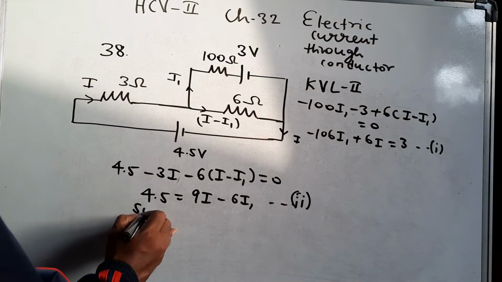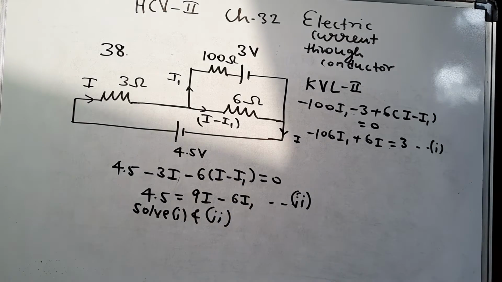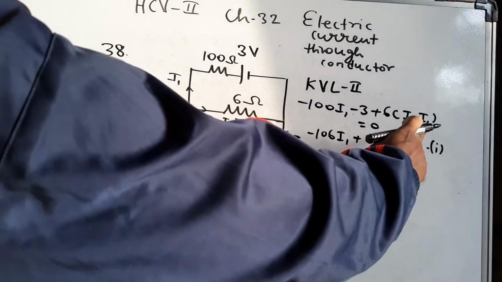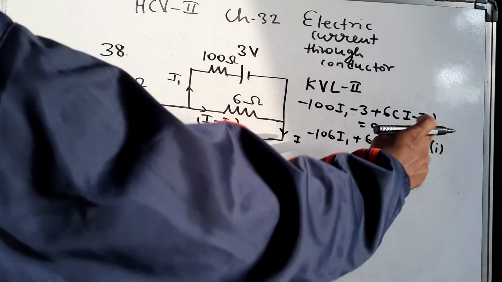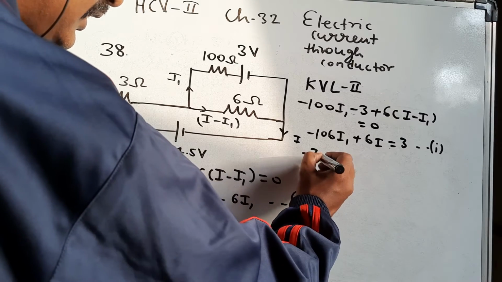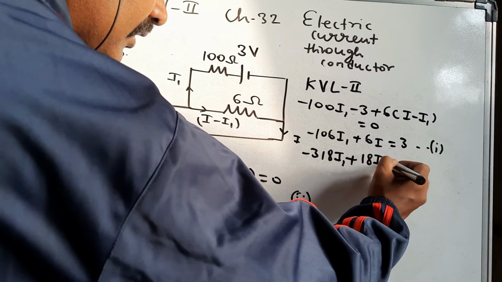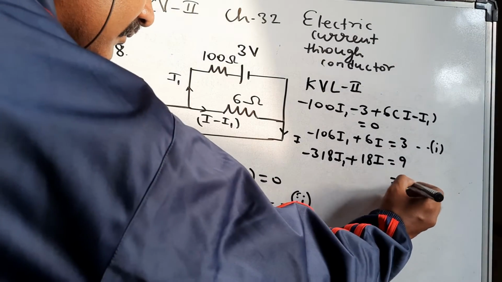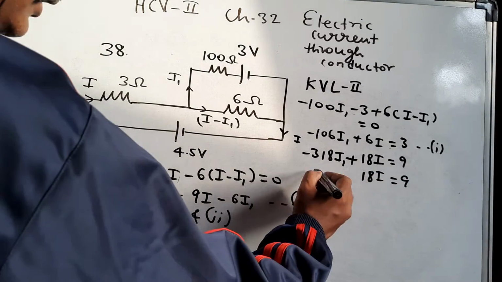Now solve 1 and 2. So how would you solve 1 and 2? Here it is 6I, here it is 9I. So you can multiply this by 3, it will become 18. Multiply the other by 2, this will also become 18. So let's multiply 3 there. So this is 318 I1 plus 18 I equals 9. And here I multiply 2, so this is 9, 18, and 2 here gives minus 12 I1.